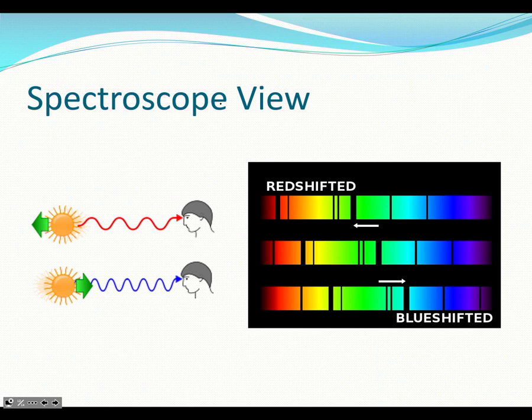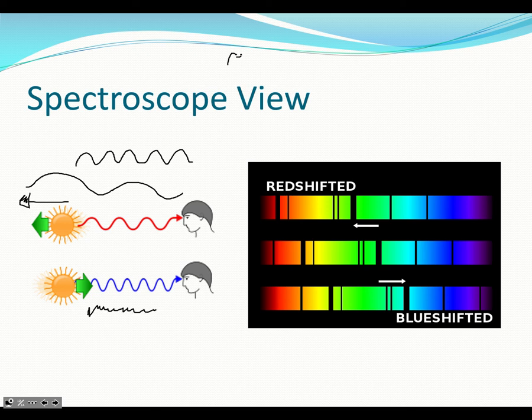Well, how do they figure that out? Well, they look at it through a spectroscope. So if this is a regular light wave, so this is a wave of light, if the star is moving away from us, it's kind of like the Doppler effect, where what it does is it stretches out that wave. It stretches it out and makes it longer. If the star is moving towards us, it makes it more compact and scrunches it together.